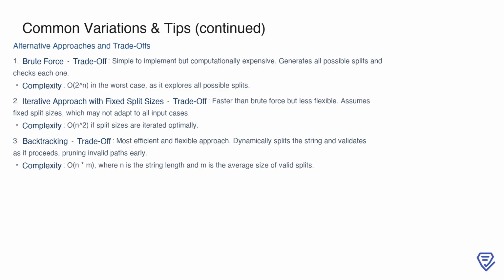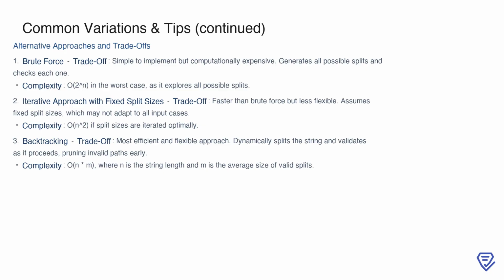A brute force approach is the simplest to implement, as it generates all possible splits and checks each one. However, this method is computationally expensive, with a worst-case time complexity of 2 to the power of n. While comprehensive, it's impractical for longer strings. An iterative approach with fixed split sizes offers better performance, iterating through the string with predefined chunk sizes. However, this method lacks flexibility and may fail to handle cases where the split sizes need to vary dynamically. Its time complexity, at n squared, with optimal iteration, is an improvement but still not ideal.